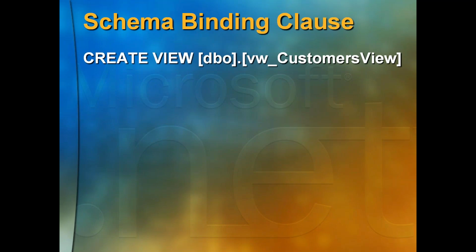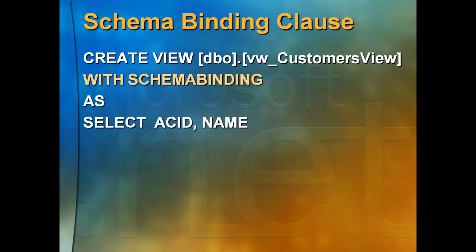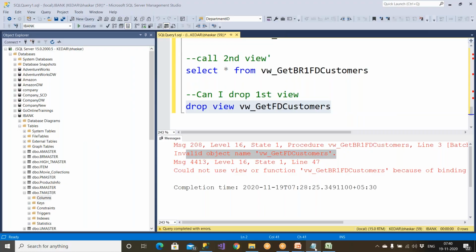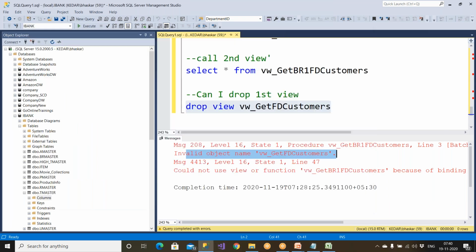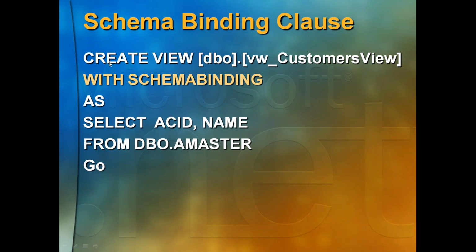So what is the syntax of this? This is the syntax: with schema binding, single word. Okay, so schema binding is a single word. That's it. You need to write with schema binding. So this is very, very important. That is what you have to implement: create a view with schema binding clause.